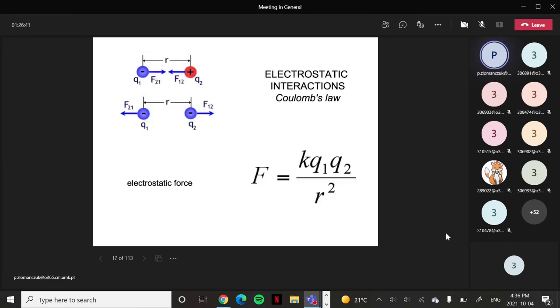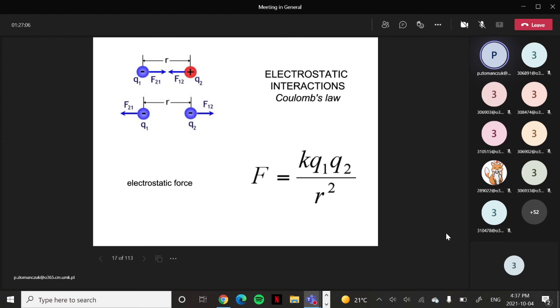But it's not the only force you have to take into account. The second force is electrostatic force, and you have to take it into account because these are not only molecules, these are ions, so they are molecules with electrical charge. These electrostatic forces are governed by Coulomb's law, which describes electrostatic interactions.